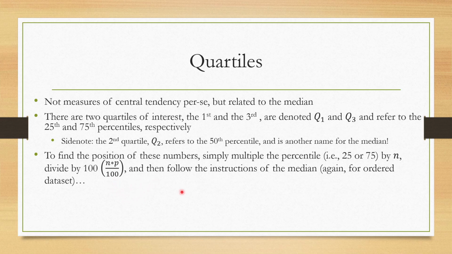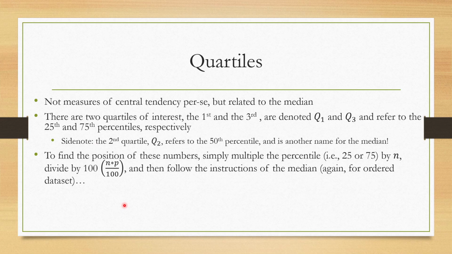And then we just look at that position. So it's the same instructions as the median, but now instead of using n over 2, we use this slightly more complex formula in order to give us these extra percentiles. And actually, you can use this formula to find any percentile you want. This is the general position of a percentile formula, but we're just going to use it in this class for the 25th and 75th percentiles.